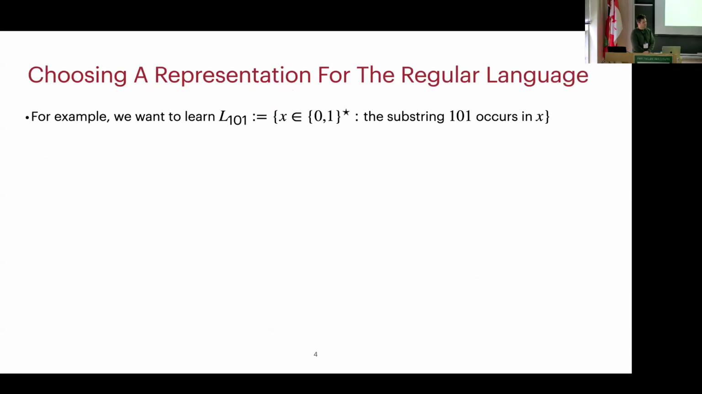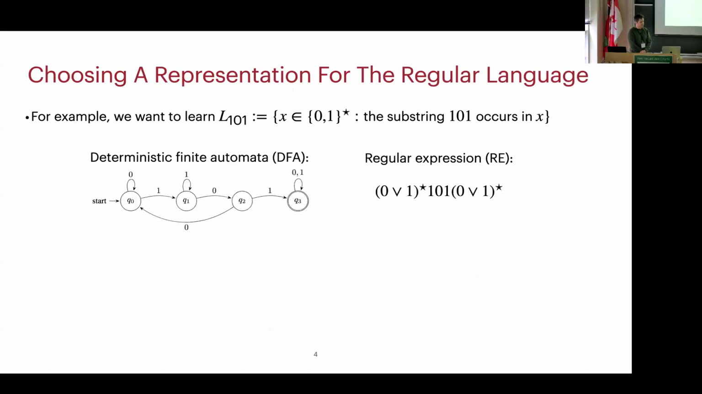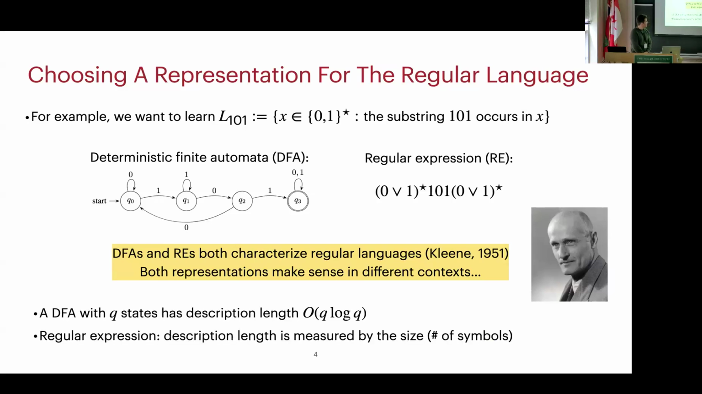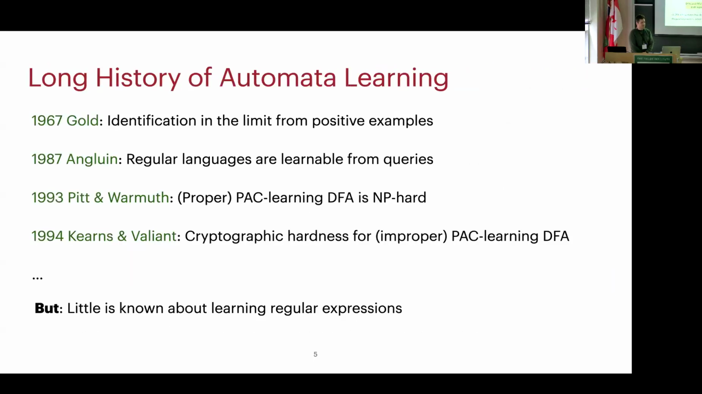Common ways to choose a representation. So let's say we want to learn the language of strings that contain the substring 101. We can, on the left-hand side, choose this deterministic finite automata or just a simple regular expression. We all know that both characterize regular languages, and it makes sense to study both of them in different contexts. The way we measure the length of an automata is either the number of states, or even the binary strings that describe the automata, which is going to be the number of states times log of the number of states. Either way, it's polynomially related. And the way we measure the size of the regular expression is just the number of symbols. Okay, so this is the description length of the target concept.